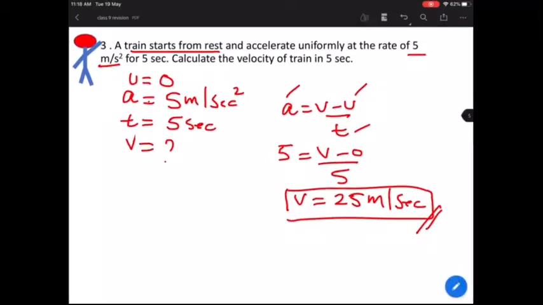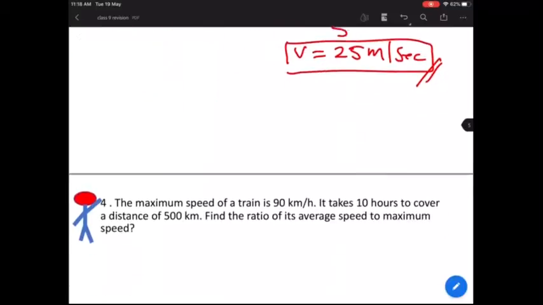Is it clear? So this was a very easy question. So if you go step by step, you just have to write down the given data, check what are the units. Do take care of the units, clearly.